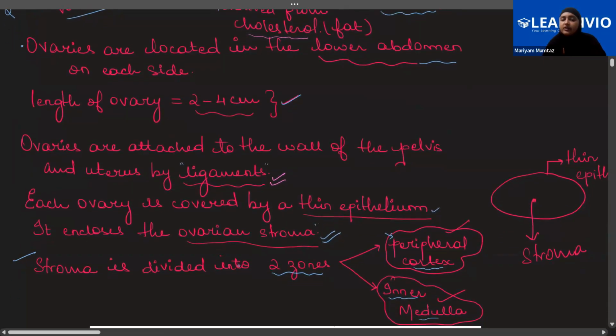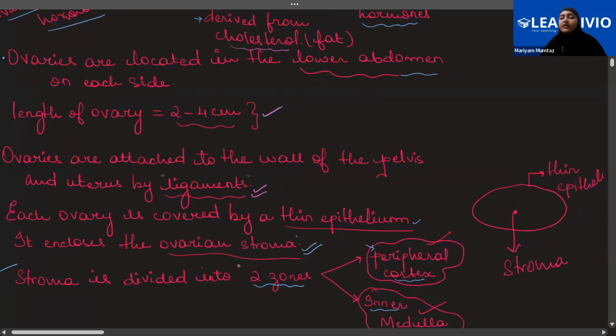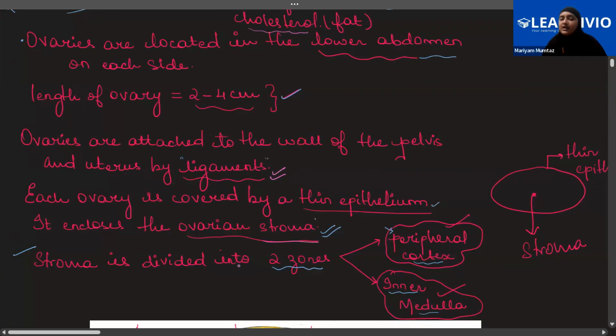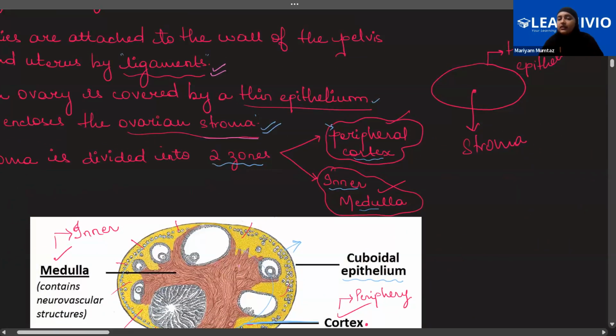Now, each ovary is covered by a thin epithelium. Now, inside the ovary, now we're coming inside, it encloses the ovarian stroma. Everyone knows that stroma is a space enclosed by certain membranes. If you say stroma or if you say matrix, the meaning is the same, right? It is an enclosed space. So the stroma of the ovary will be known as the ovarian stroma. The stroma is divided into two zones, the peripheral cortex and the inner medulla.